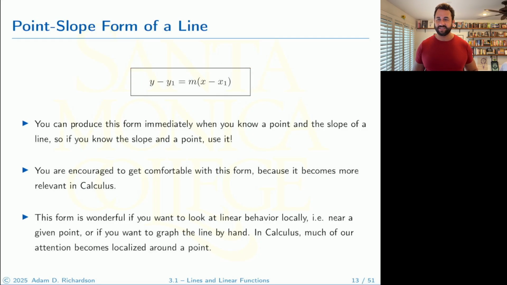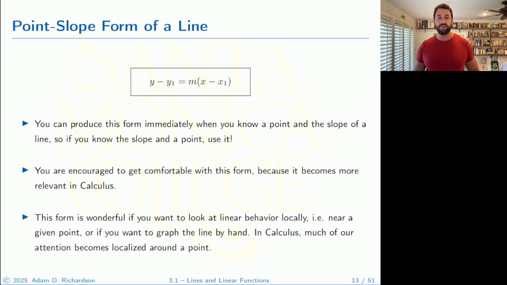Maybe more specifically, I'll say you don't need to write everything in slope-intercept form. You don't need to write every line as y equals mx plus b. This is a valid form of a line. And I encourage you to get comfortable with this form because it becomes more relevant when you get into Calc 1 and Calc 2 and Calc 3. The reason is for this. So this form is really great when you want to look at linear behavior locally.